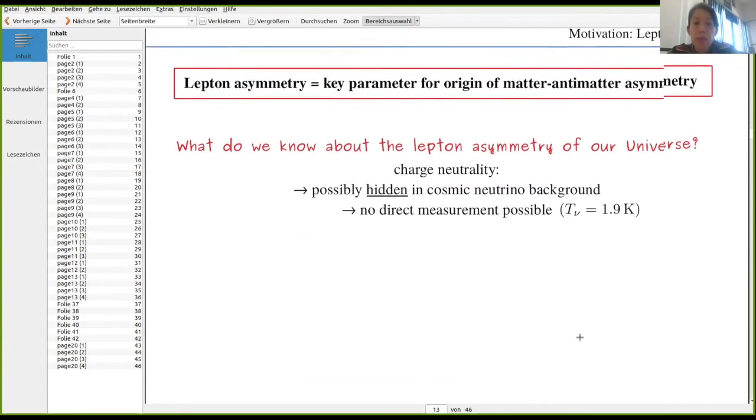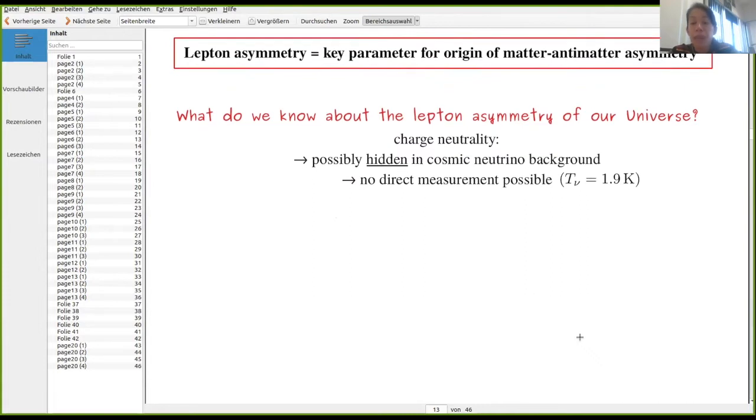So what do we know about the lepton asymmetry? It really makes sense to assume that we are living in a charge neutral universe, which means that the lepton asymmetry in the charged lepton sector, so in electrons today, must entirely compensate the baryon asymmetry, which means that the charged lepton asymmetry today is very small. That means if there is a large lepton asymmetry, it would be entirely carried by the neutrinos, which means that it could be hidden in the cosmic neutrino background.